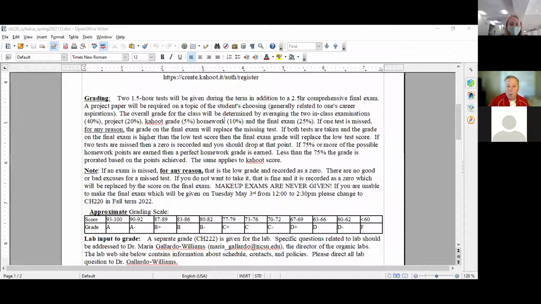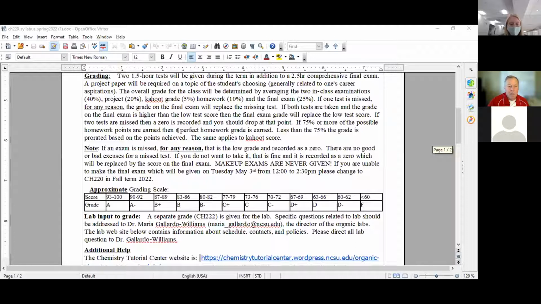Same thing for the homeworks. They're prorated. You've got to get 75% or more. Now, what if you get more? Do you get more? No. So that's the maximum you can get. But if you get 75% or more, you get the full perfect homework grade. All right.